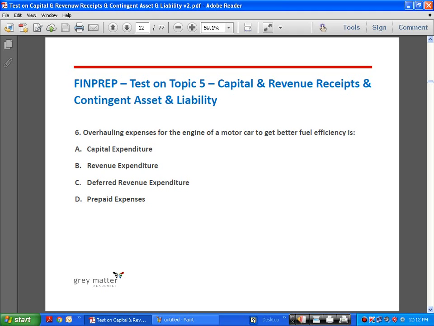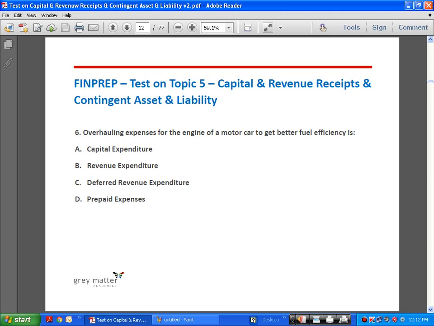Overhauling expenses for the engine of a motor car to get better fuel efficiency. See, for example, let us take a car which gives us a mileage of, say, about 11 kilometers per liter. And you incur certain expenses in order to either replace the engine, or you make some serious modifications to the engine so that the car starts giving you, say, 13 or 14 kilometers per liter, which is going to benefit you in terms of lower petrol cost.